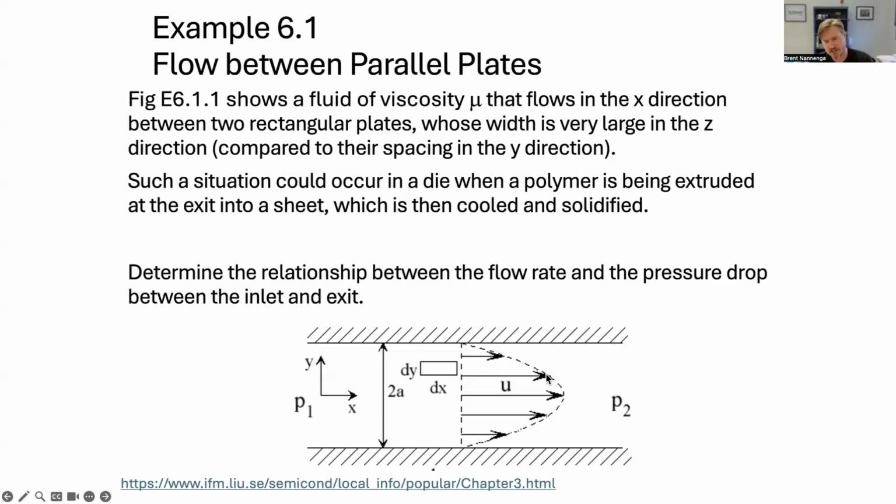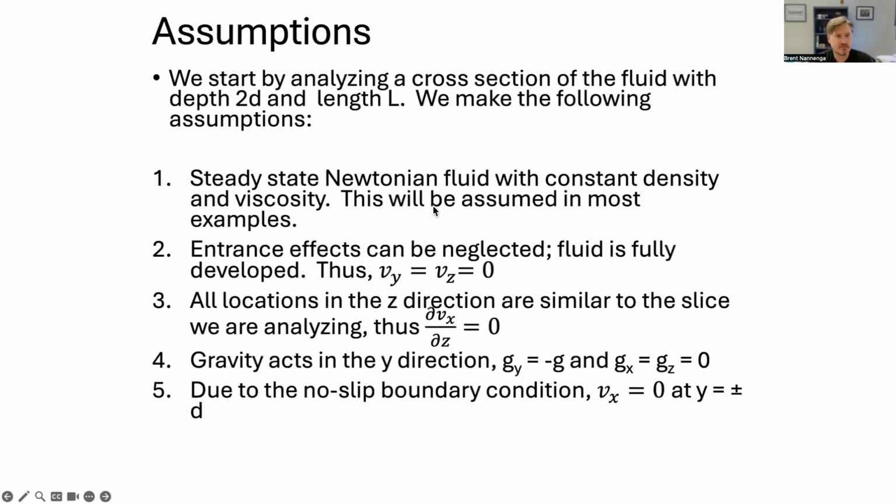So we want to actually derive the mathematical expression that would allow us to figure out what the velocity is at any point in y. So let's make some assumptions on this. First, we're going to look at that cross section of the fluid. We're going to call the depth 2D.